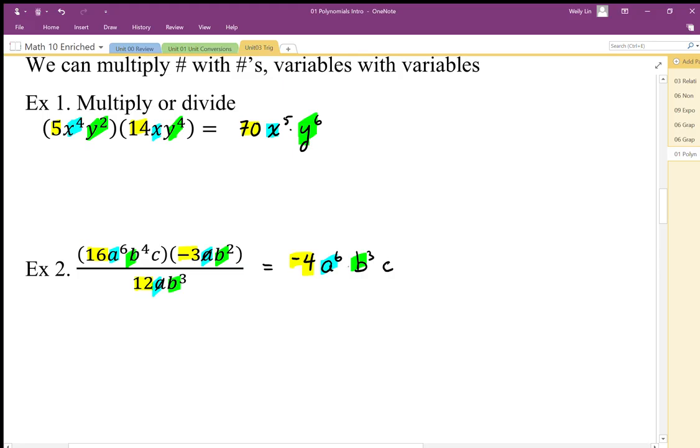I'm left with another monomial term, negative 4 times a to the 6 times b cubed times c, and there's my monomial term that I've combined with multiplication and division. So numbers with numbers, variables with variables. We can also list the degree here. This is a degree 11 polynomial. This is a degree 10.